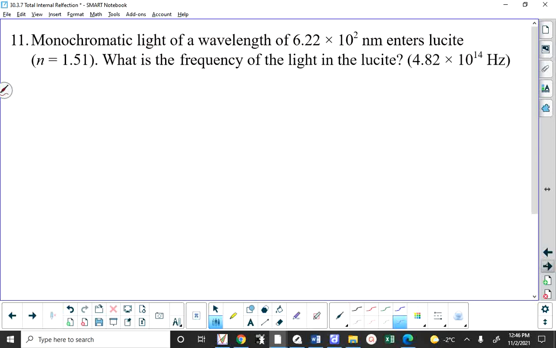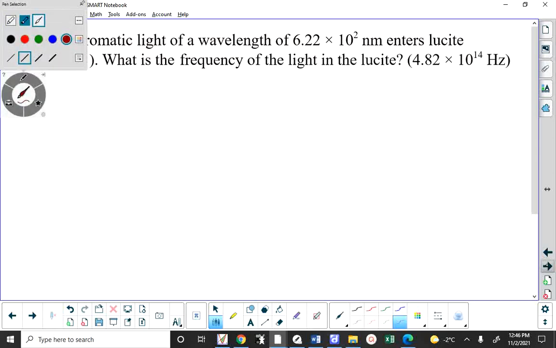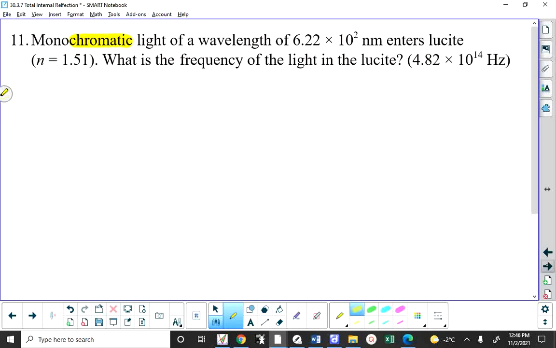Monochromatic light. Well, let's break down what that word means. Monochromatic simply means one very specific wavelength or color. The word itself, mono, means one, chromatic means color. But when we talk about monochromatic light, we mean it's not just red. It's this exact color of red. So it's just a way of saying a specific wavelength. The wavelength is 622 nanometers.